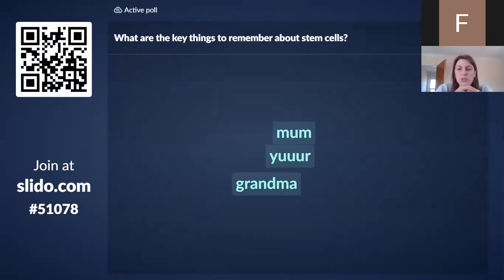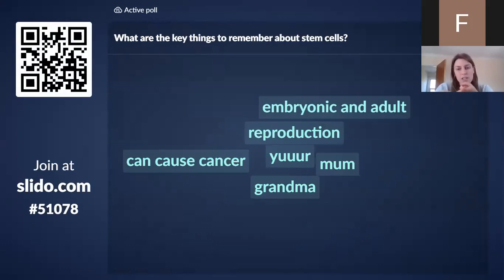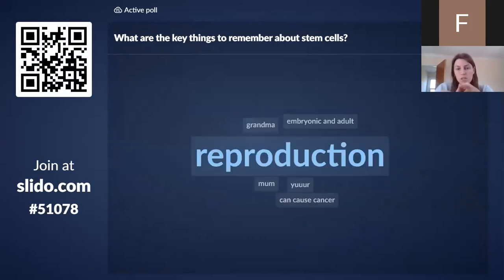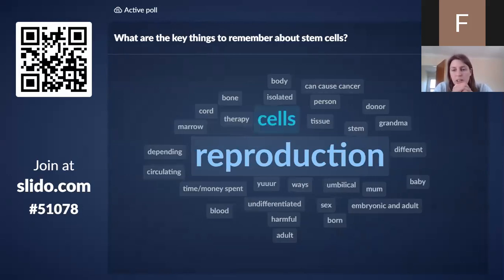Oh, good, we've got a joker. If anyone wants to put good, can cause cancer. Embryonic and adult cells, brilliant. Yeah. Any others? Umbilical bone marrow, yes, brilliant. Babies.